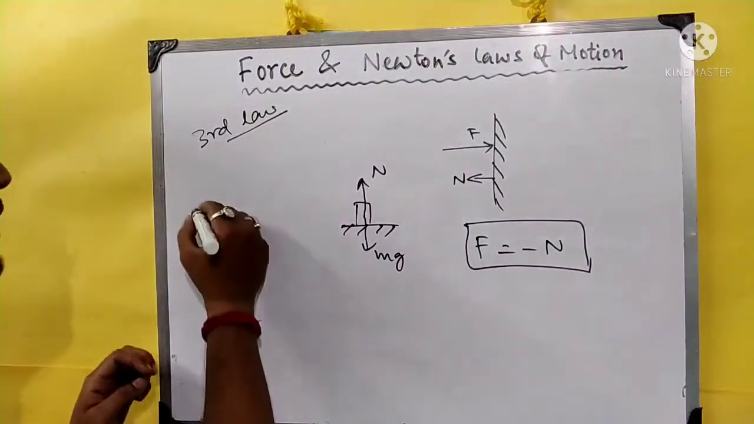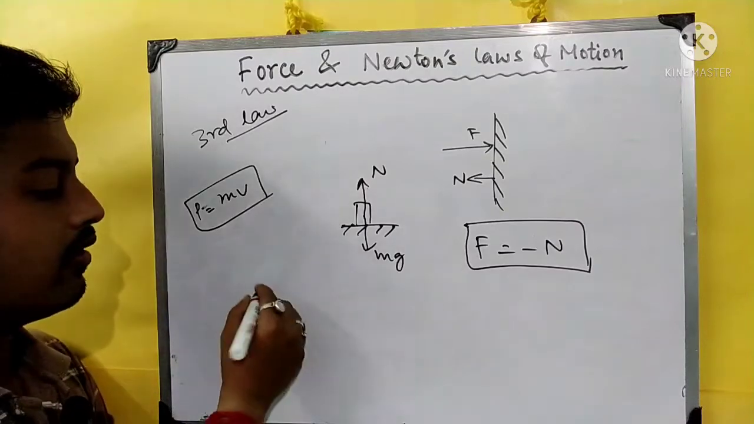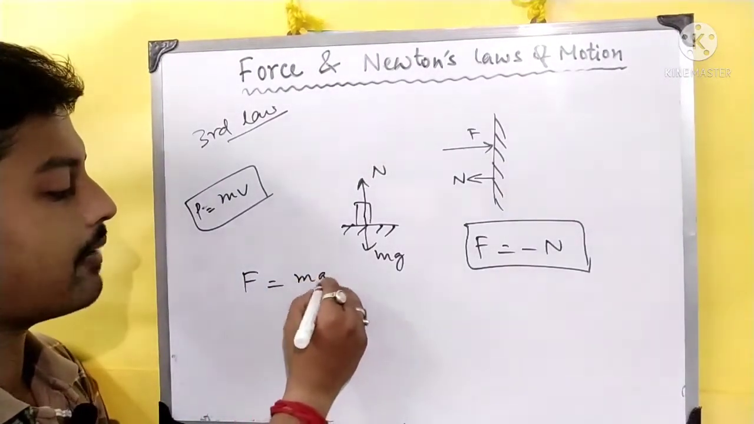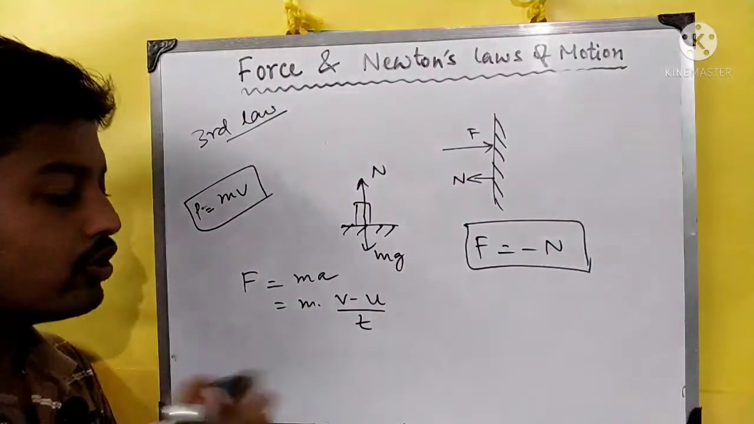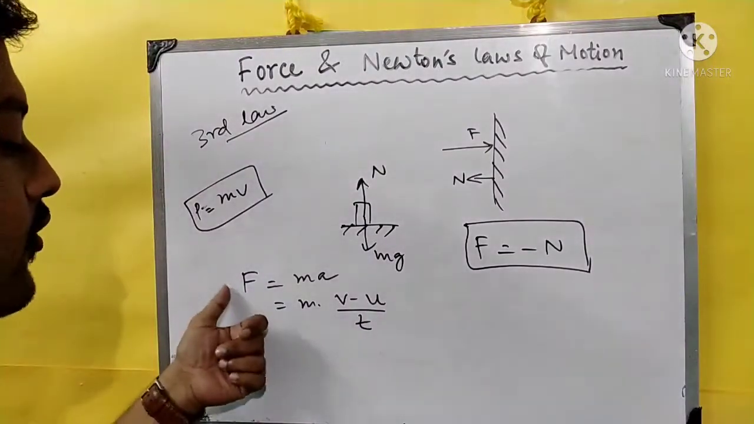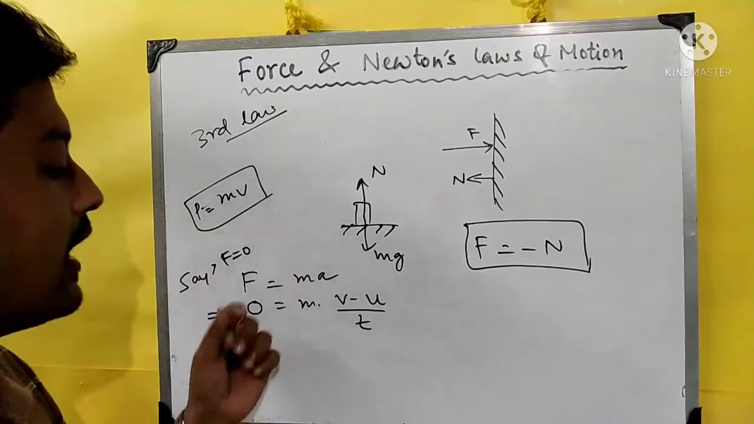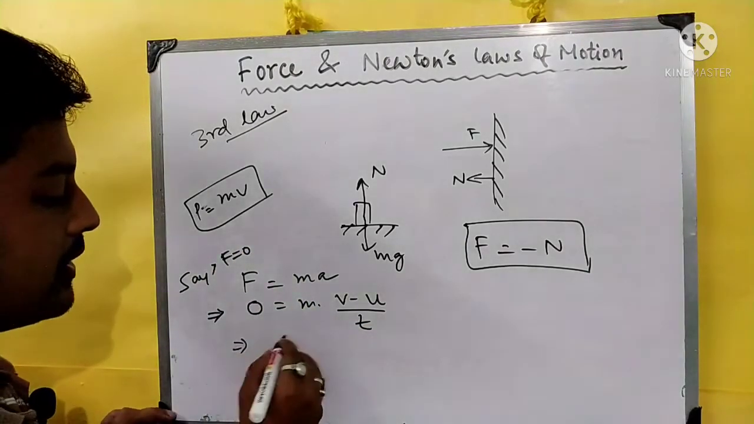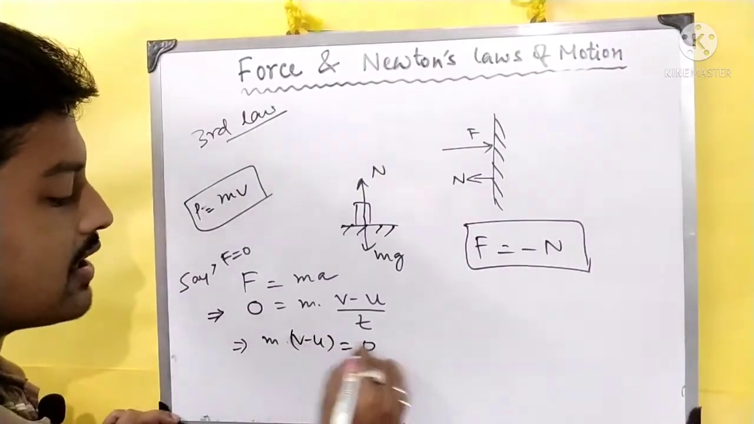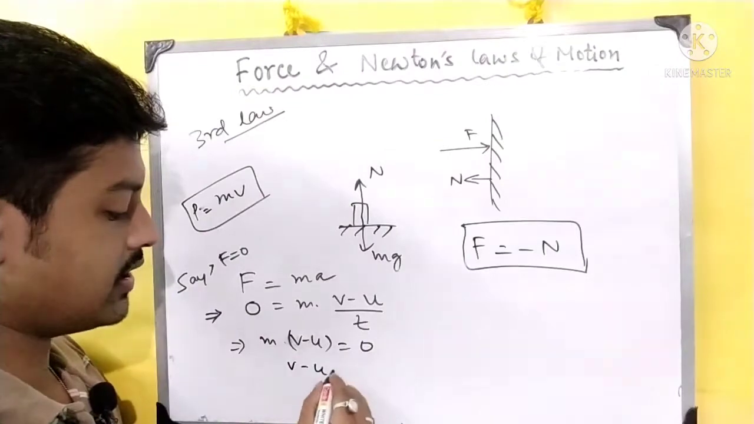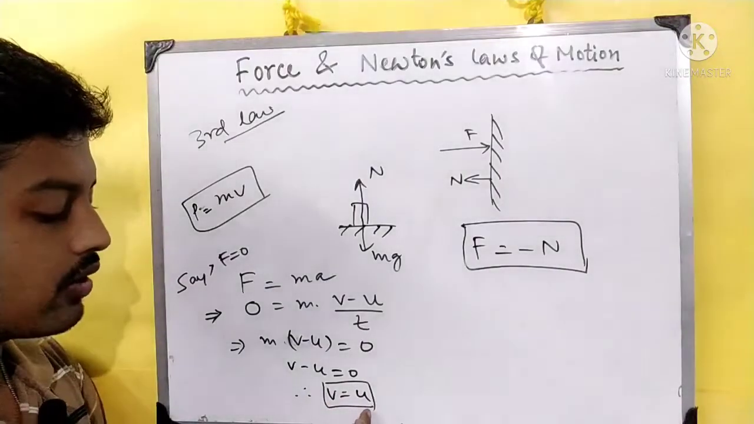Linear momentum is P equals mv. Now how is it conserved? From the second law, we know that F equals ma, and this acceleration is nothing but v minus u by t. If you don't apply any force, say F equals 0, meaning you are not applying any force to the system, then m times (v minus u) will be 0, so v minus u will be 0, so v equals u, that is, final velocity is equal to initial velocity.